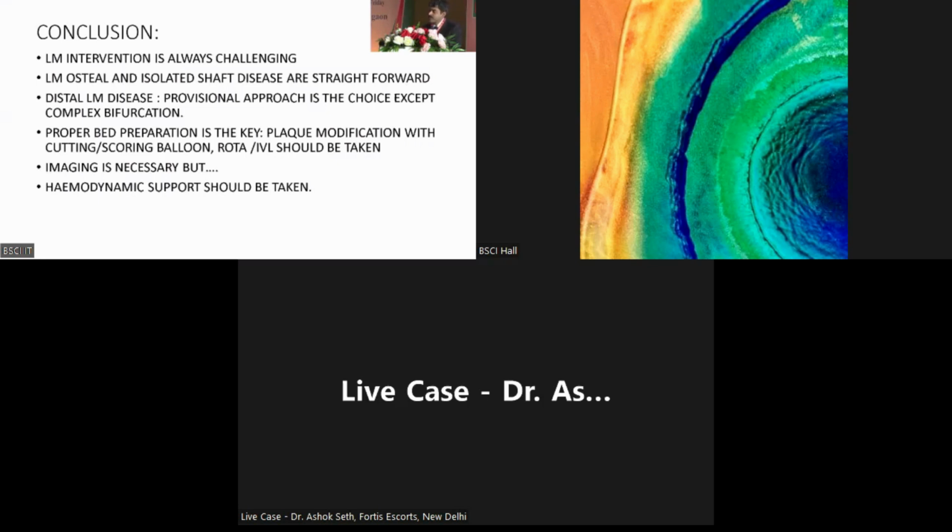Proper bed preparation is very important. You can use your cutting balloon, scoring balloon, IVL, rota, but you need to do good bed preparation. Without doing bed preparation, you should not do left main intervention because the result can be catastrophic.